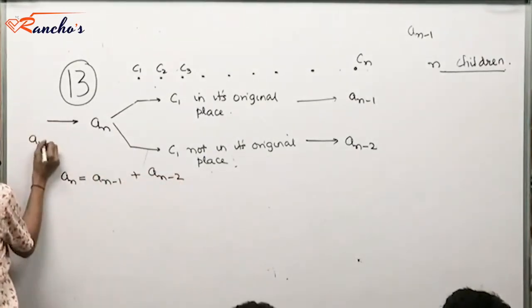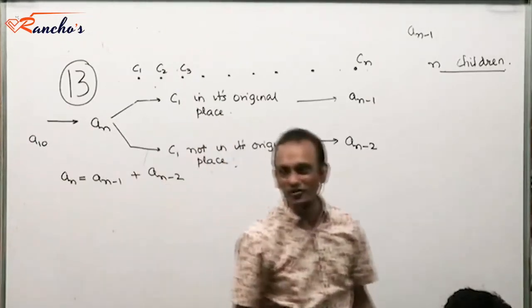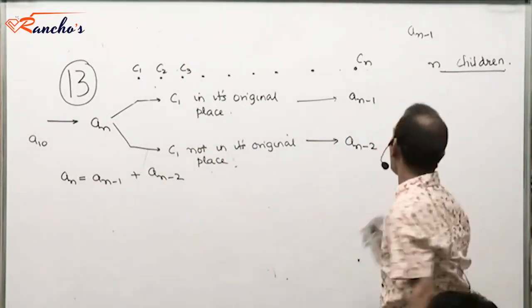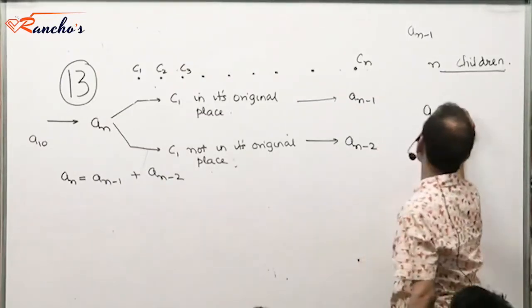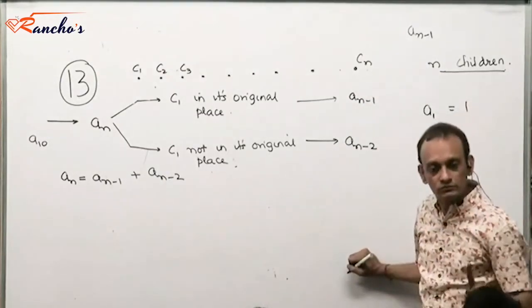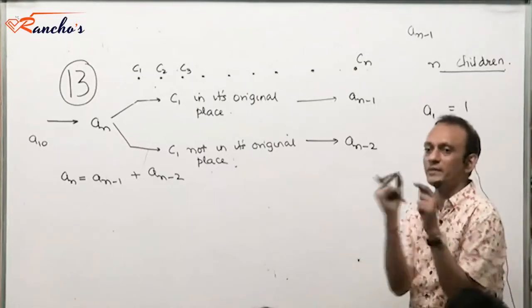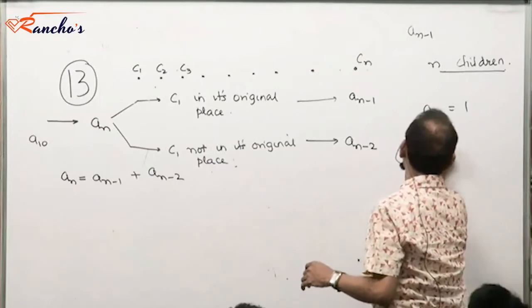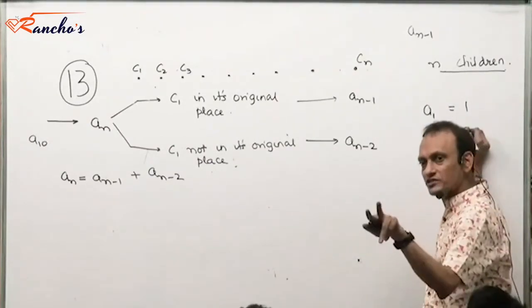What am I seeking? A10, right? There are 10 children. I am seeking the value of A10. Hey, if there was just one child, A1 would have been 1. In this entire arrangement, if there was just one child, then A1 is 1. If there were two children, then there were two configurations.